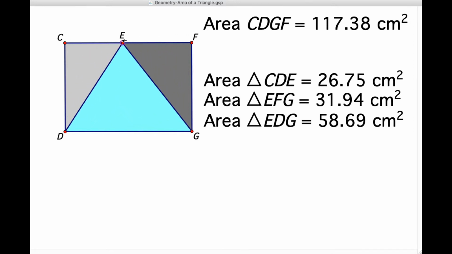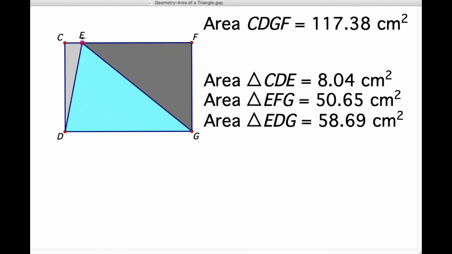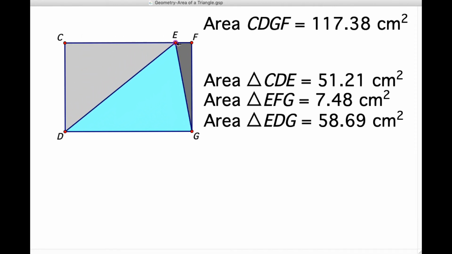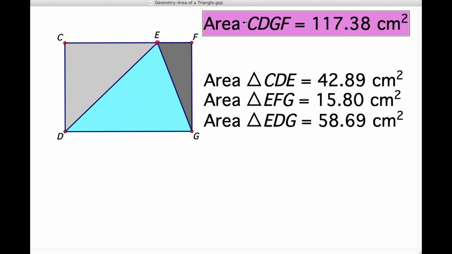But if I notice something curious, triangle EDG down here at the bottom, that area never changes. And I want to look at, well, what's the relationship between all these three triangles and the area of my rectangle? Well, if I were to simply add these up, I would find out that these three triangles added up equal to the area of the rectangle.